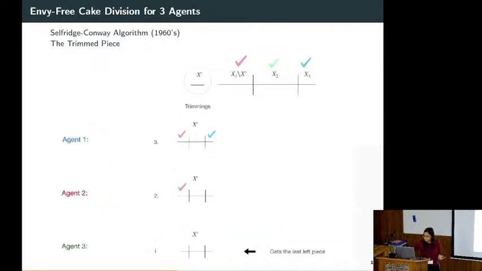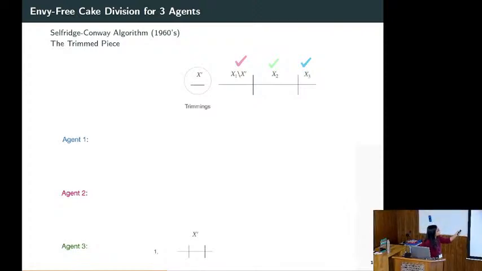Repeat the trimming piece, just the procedure from the beginning. Okay, sure. So what is happening is, you understand the envy-free division of this part of the cake at least? The non-trimmed. Yeah. Okay.